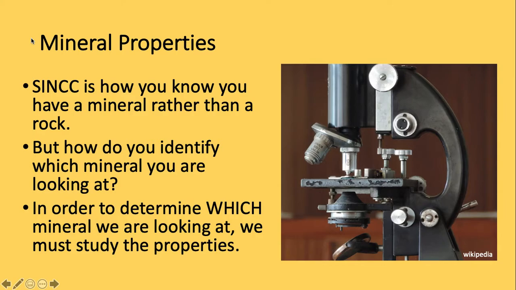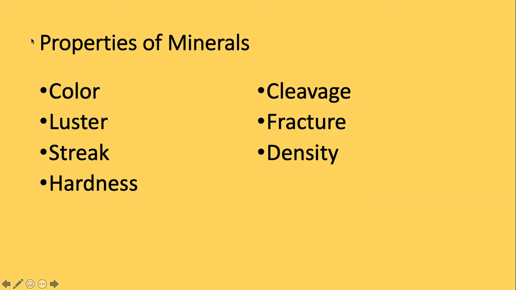SINC, S-I-N-C-C, that's from the first set of notes. That's how you know you have a mineral rather than a rock. But how do you identify which mineral you're looking at? In order to determine which mineral we are looking at, we must study the properties. The major properties of minerals are color, luster, streak, hardness, cleavage, fracture, and density.